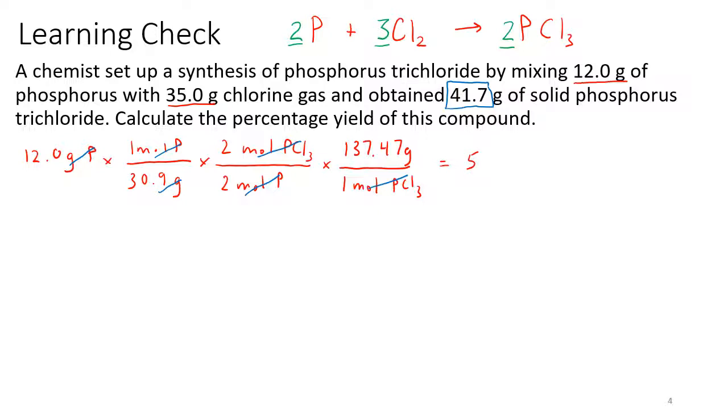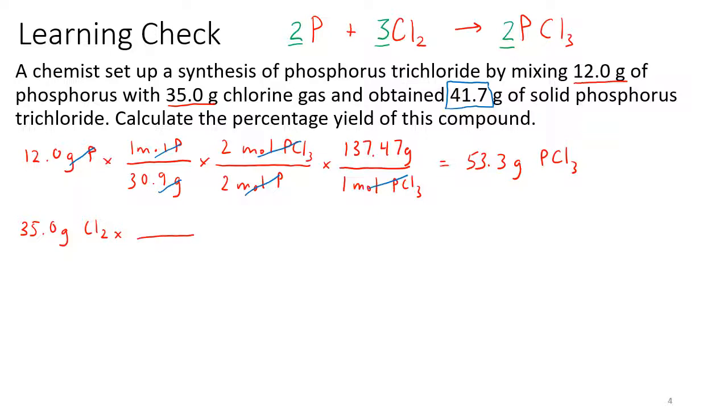This stoichiometry calculation gives us 53.3 grams of PCl3, but remember, we don't know if that's how much product is formed yet, not until we check the amount that we could form if all of our chlorine gas reacted. So we need to set up a separate calculation to figure out how much product is formed if all chlorine reacts. So 35 grams of chlorine, which is Cl2.